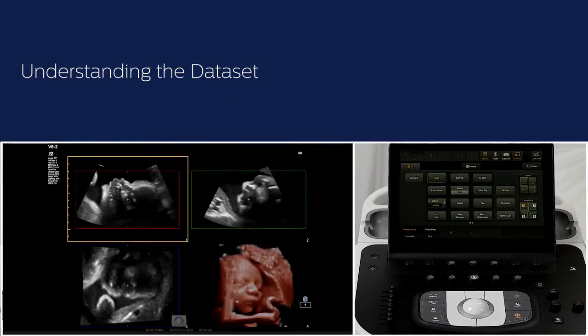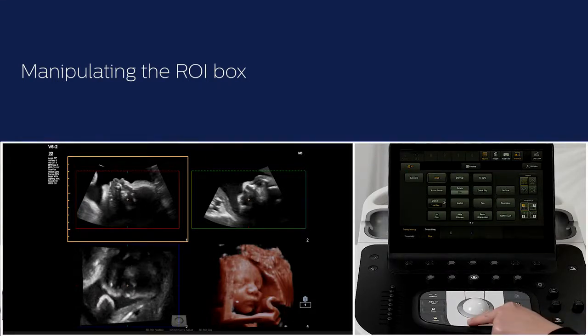The active plane is surrounded by a yellow box, and on each MPR plane we have a region of interest box indicated by the red, green, and blue boxes. The dotted line indicates where the volume image comes from, the direction of the volume view. On the bottom of the monitor around the trackball diagram, you will see the options available for the left and right buttons next to the trackball.